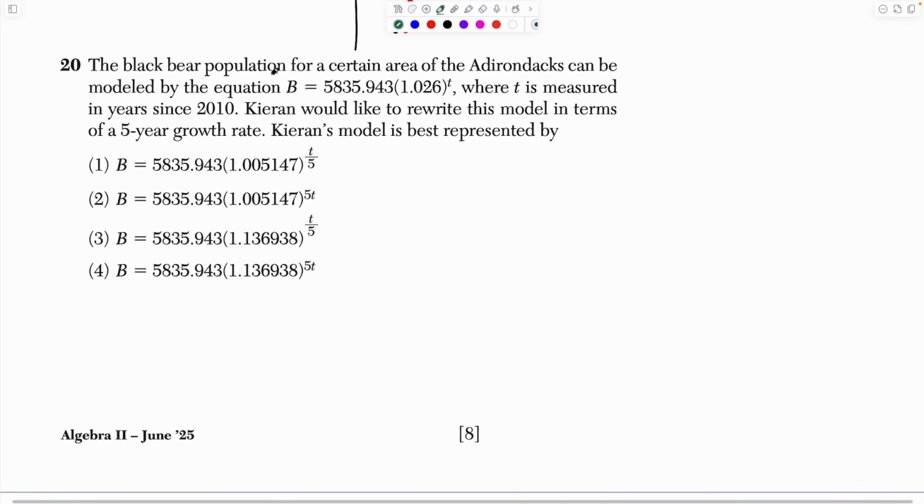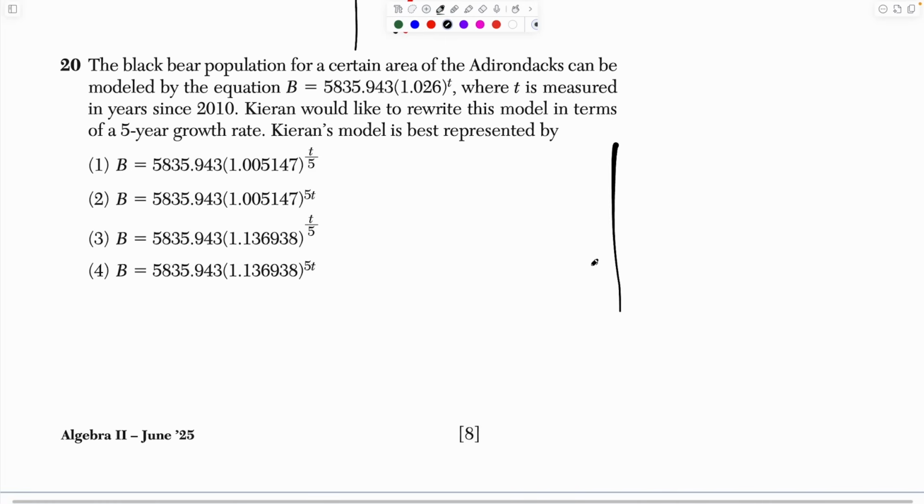Question 20. The black bear population for a certain area of the Adirondacks can be modeled by the equation b equals, and we have this exponential part here, where t is measured in years since 2010. Kieran would like to rewrite this model in terms of a 5-year growth rate, and Kieran's model is best represented by one of these 4 options.